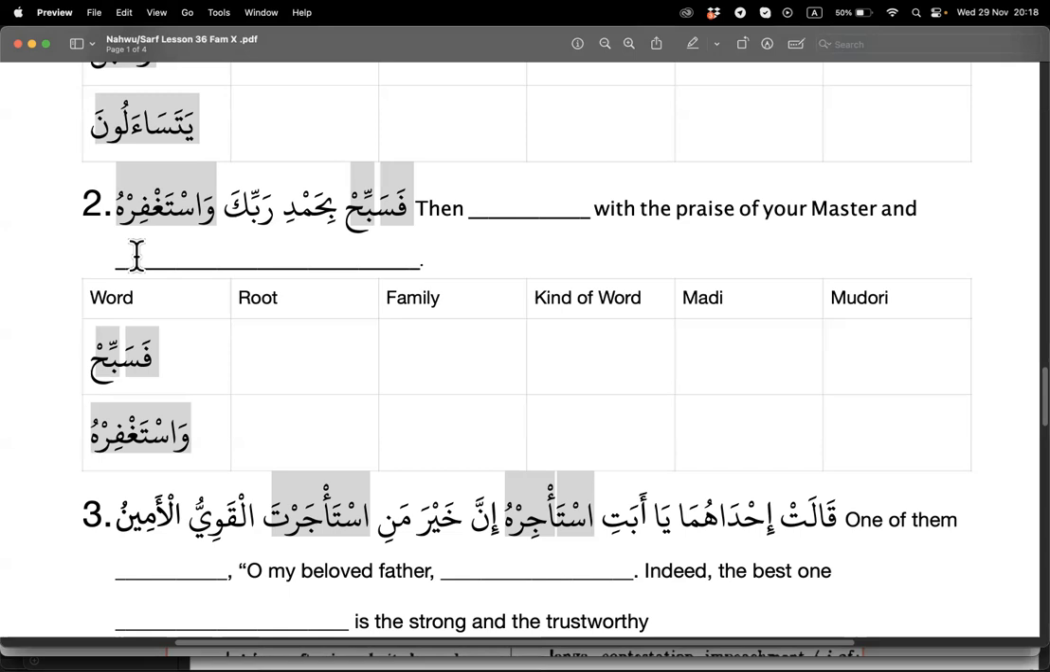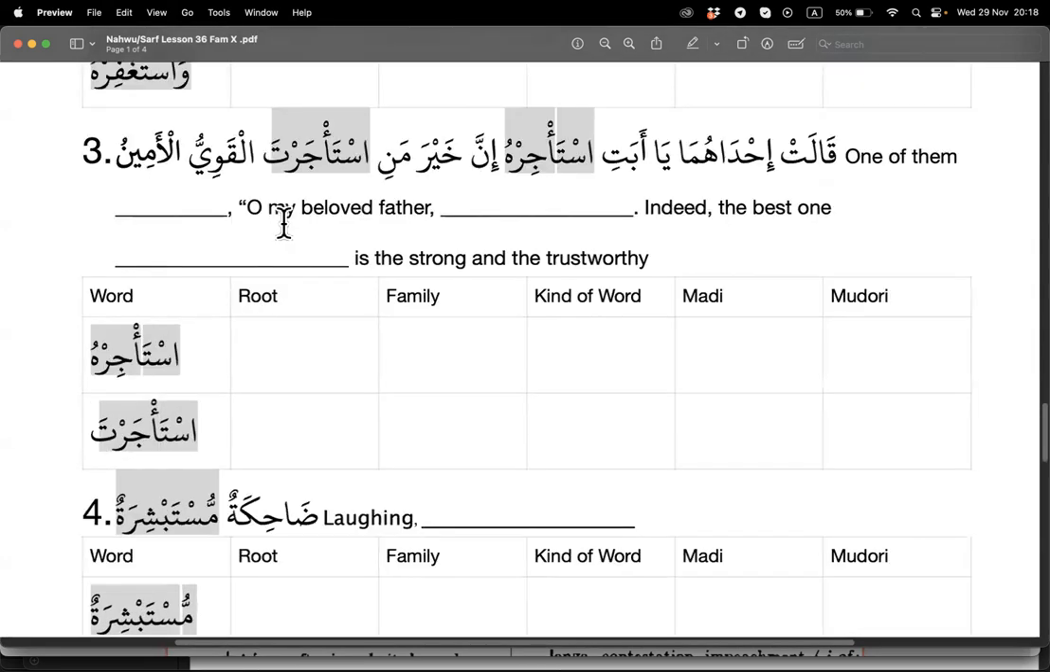Yastaghfiru, istighfaran, fahuwa mustaghfirun. Okay, translate. And then glorify with the praise of your Master and ask His forgiveness. Yes, correct. So this, who is it going back to? To Allah. Yes, Rabbika, exactly. Very good. Next one.